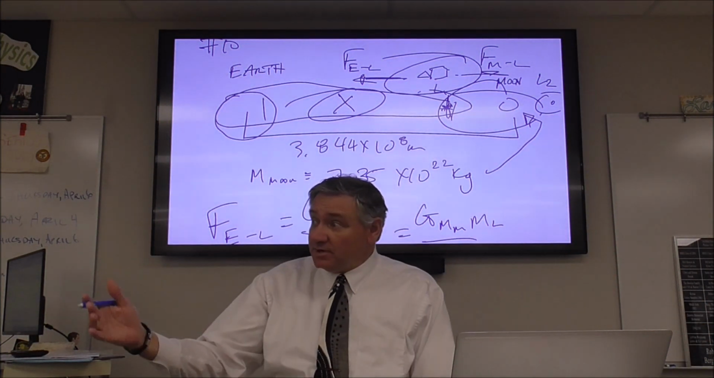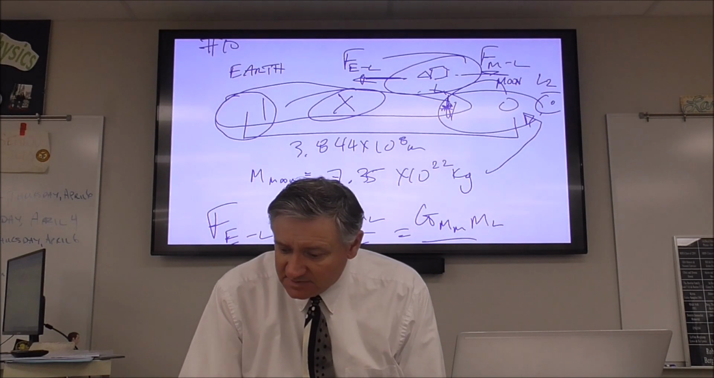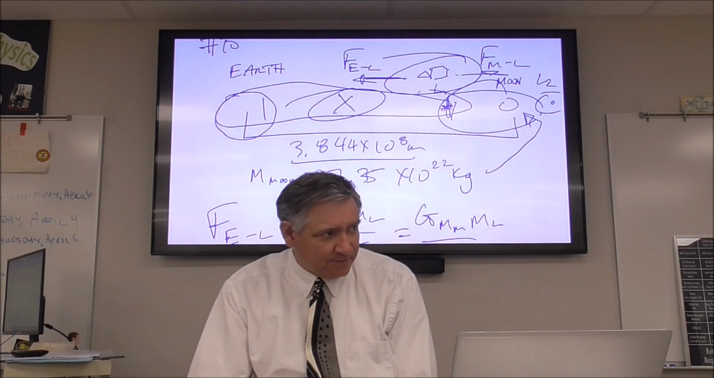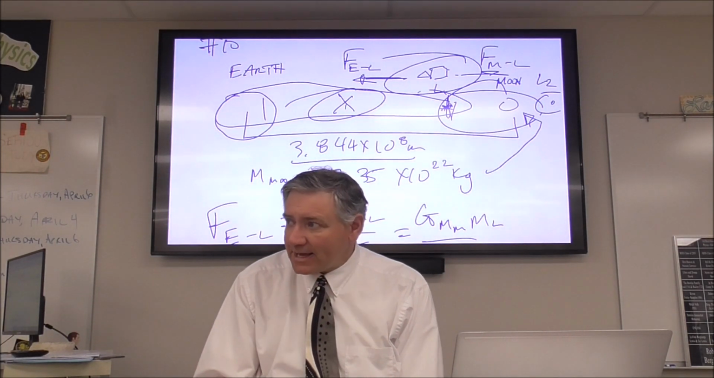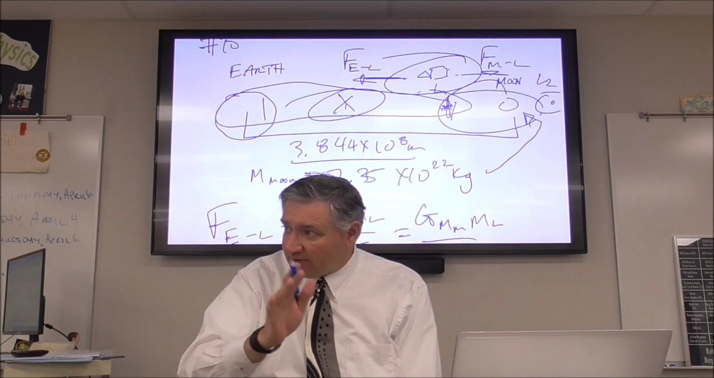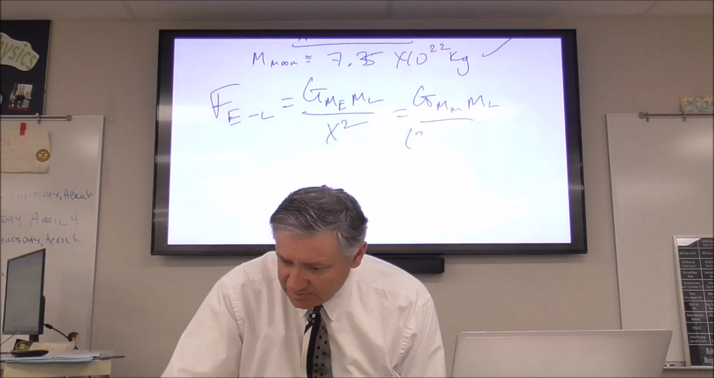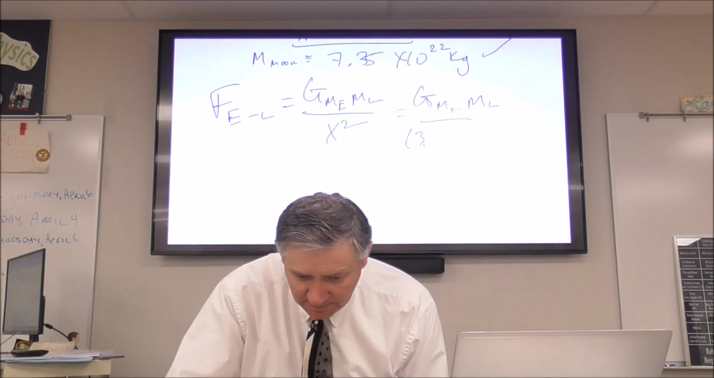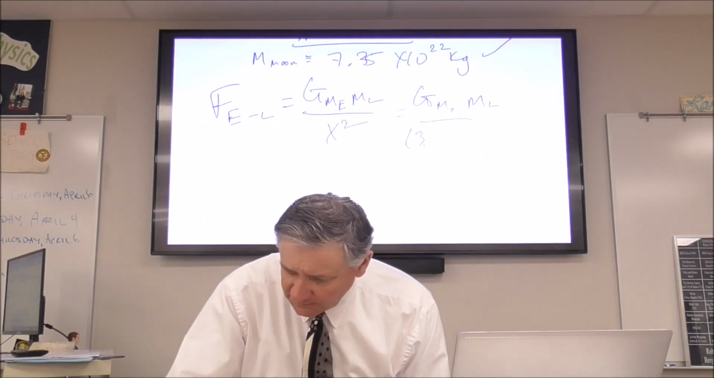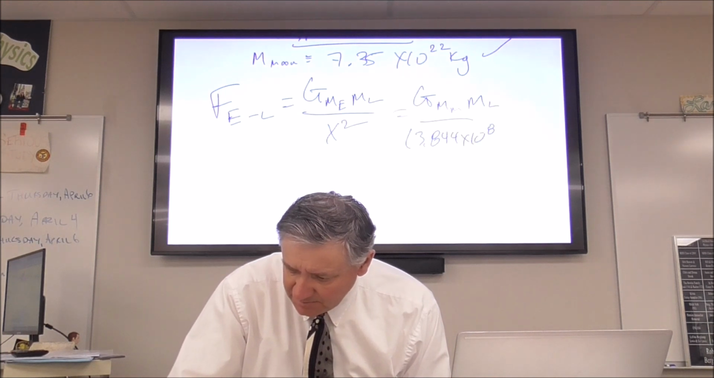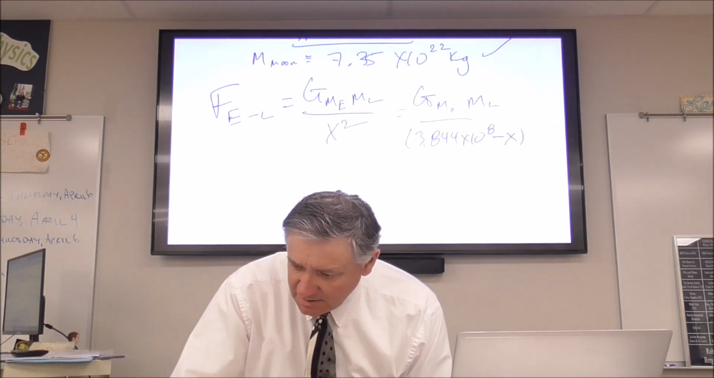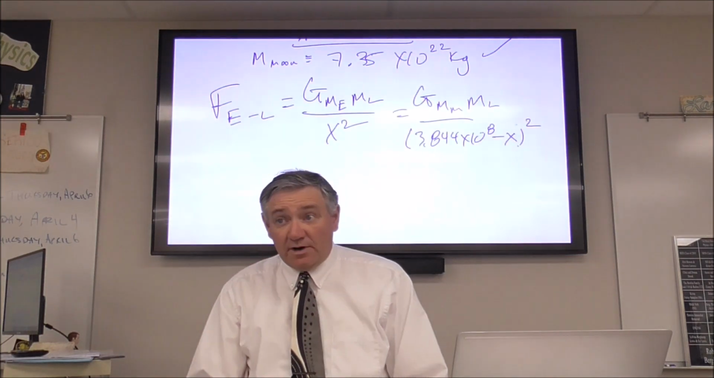So that's what we're going to do here. This is the total amount that I borrowed. I've paid her back X. So what's left over is going to be the total distance, which is 3.844, right? Yep. Times 10 to the 8th meters minus X, but that quantity gets squared.